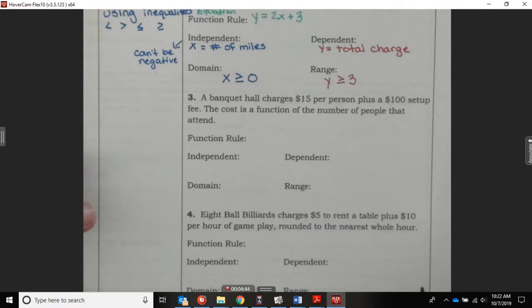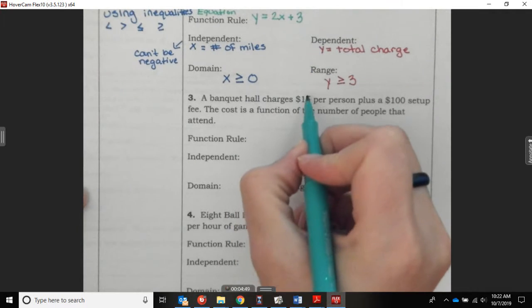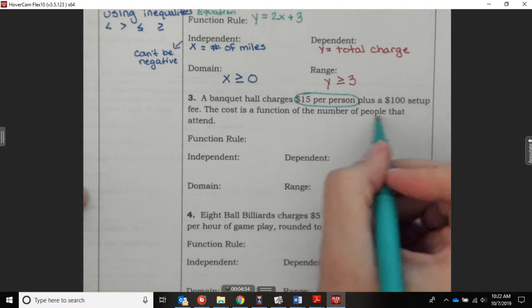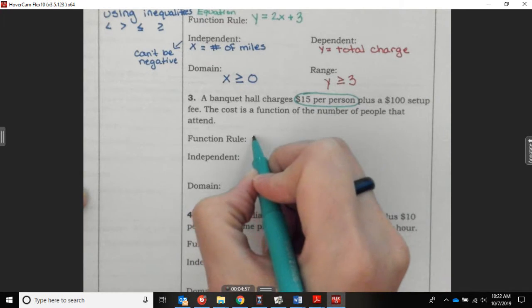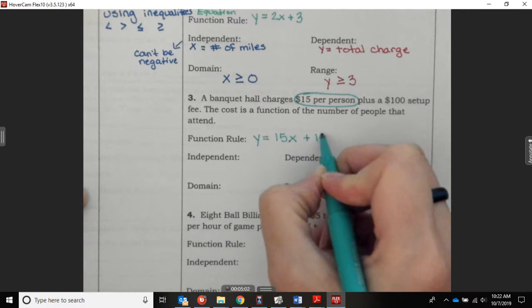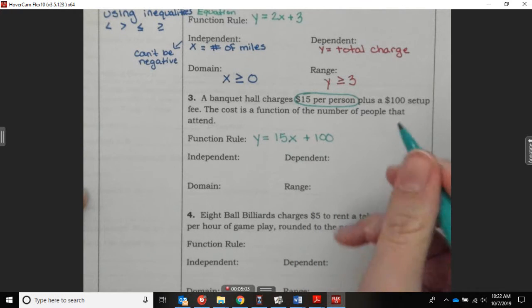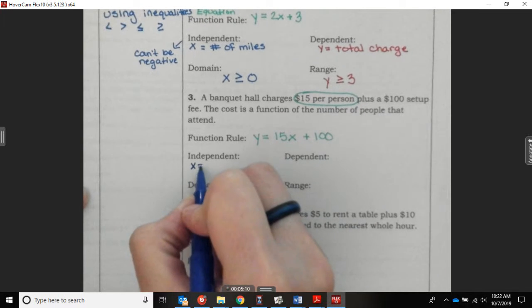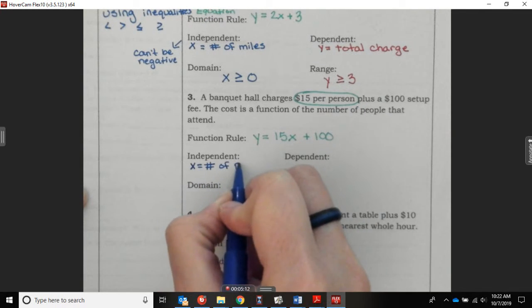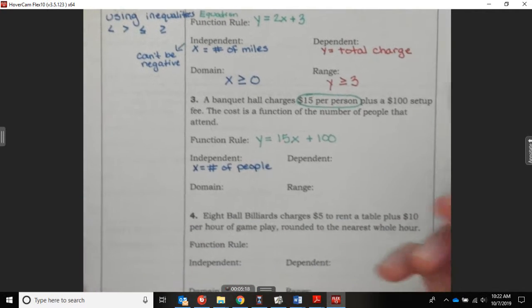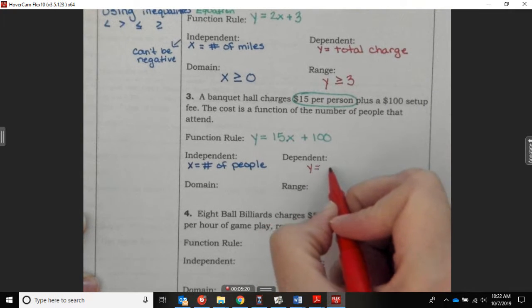All right, let's look down at number 3. So number 3 says a banquet hall charges $15 per person plus a $100 setup fee. So there's your keyword, per person. The cost is a function of the number of people that attend. So my function rule is y equals 15 per person plus $100 to rent the banquet hall. My independent, my x, is number of people. My dependent, the y value, is the total charge.